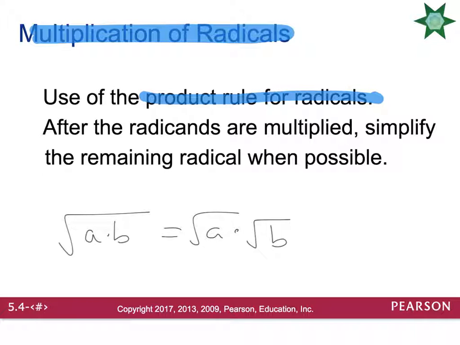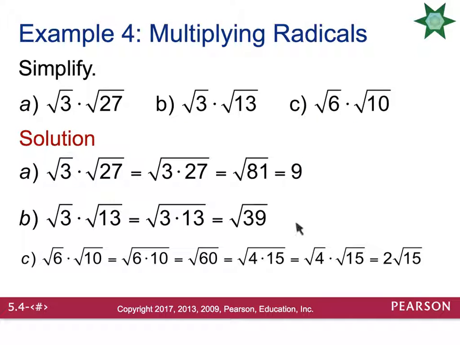After the radicands are multiplied, simplify the remaining radical when possible. So we're going to simplify once we get our answer. Let's look at an example: the square root of 3 times the square root of 27. We just multiply to get the square root of 81, and that's one of our perfect squares, because 9 times 9 is 81.